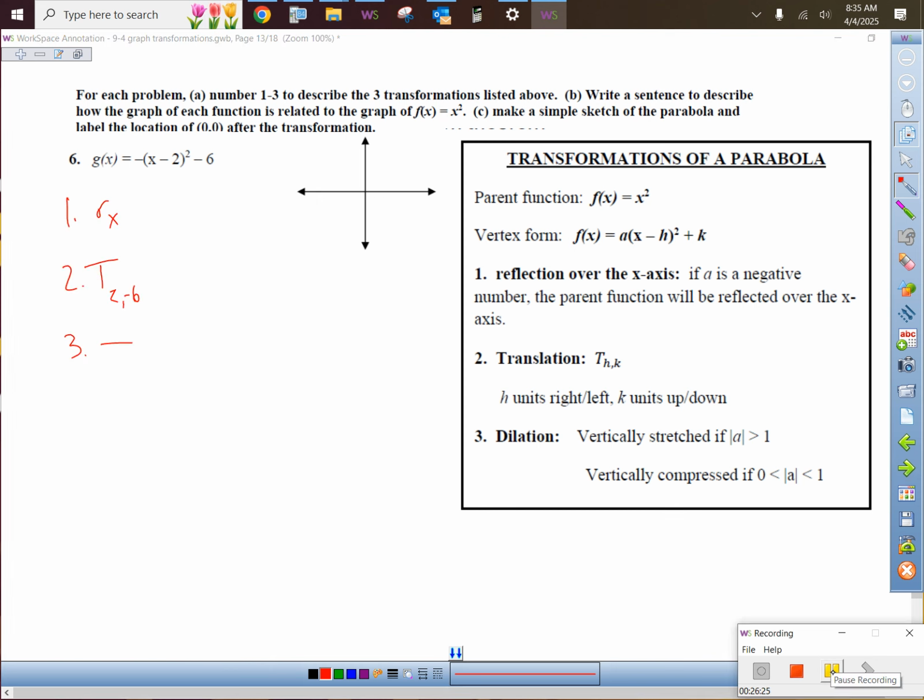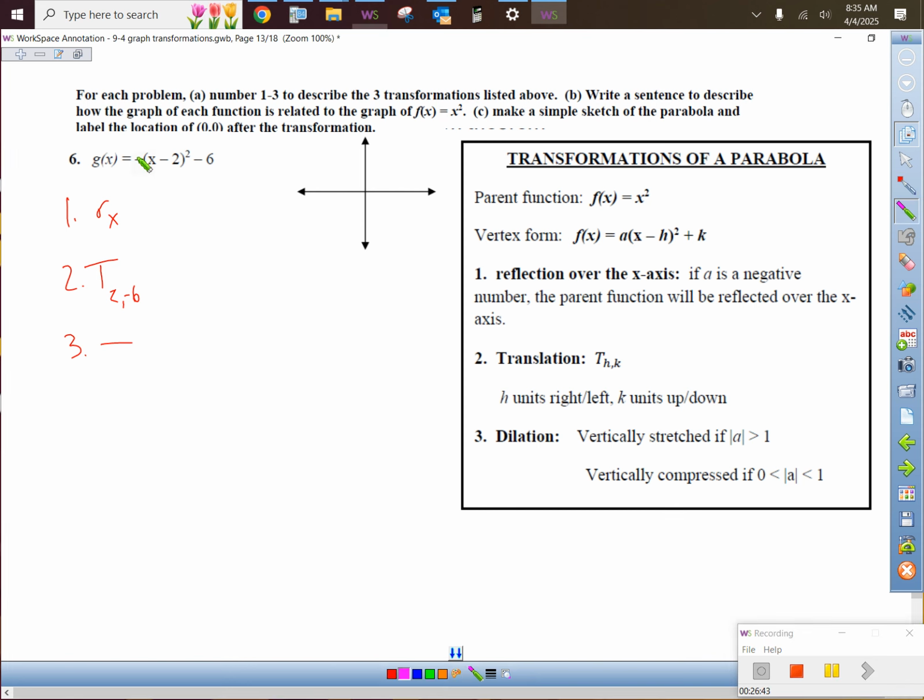So check yourself. Does that work good? It has been reflected over the x-axis. Yes. Translated 2 units where? Left or right. One of those two is correct. 2 units where? Right. And 6 units down.